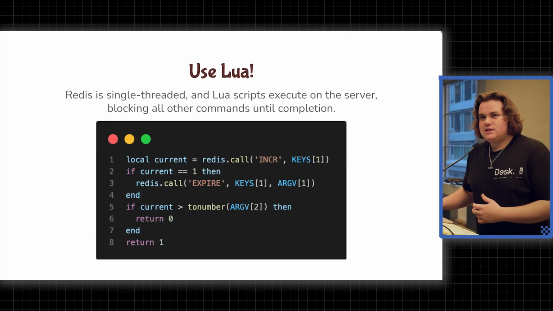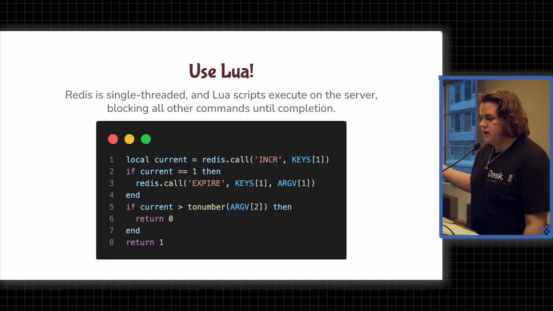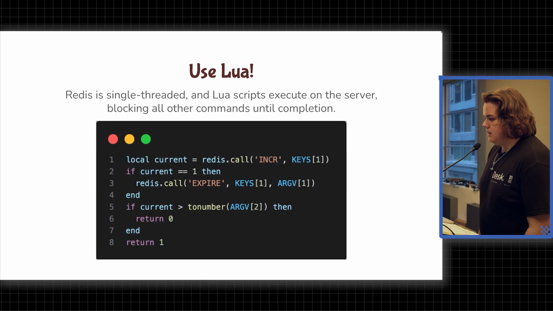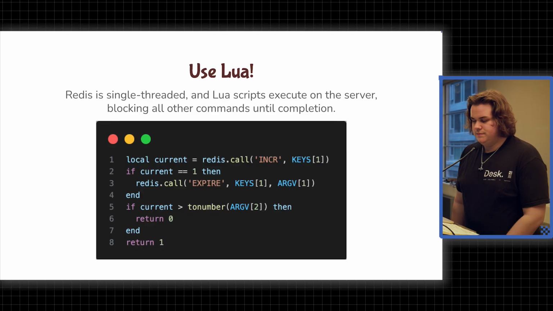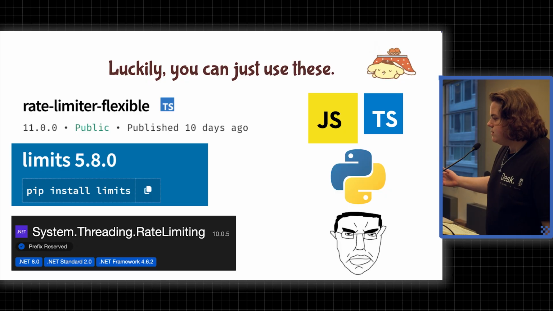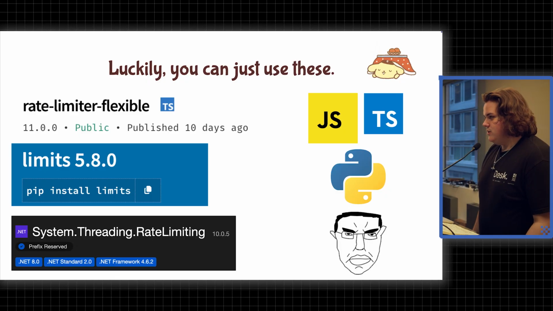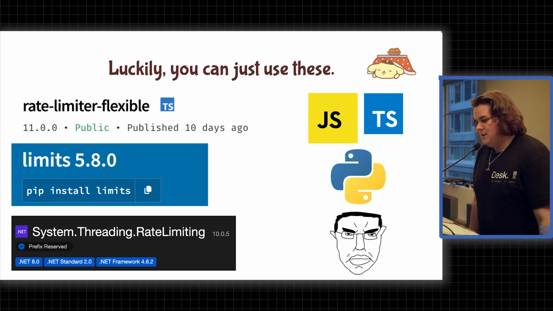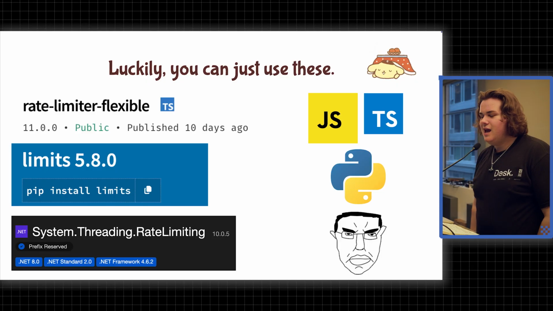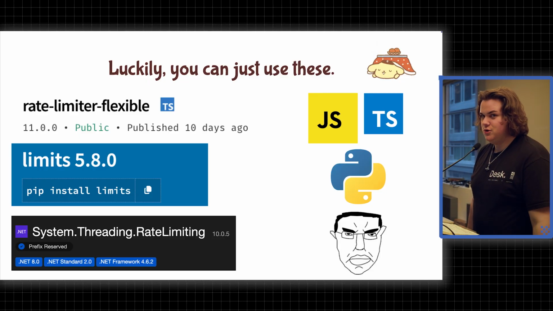So a good solution to this is to use Lua. Redis is single-threaded. It is a key-value pair collection, and Lua would, by its very nature, make the operations atomic, which will block all other commands until completion. Luckily, if you don't know how to use Lua, this is fine. Depending on your ecosystem, there's very many packages that could assist you. So for Node, there's rate-limiter-flexible. For Python, there's limits. And if you're a .NET user, there's System.Threading.RateLimiting. And I guarantee you, whatever ecosystem you're looking at, there is a rate limiting package that will wrap Lua for you.